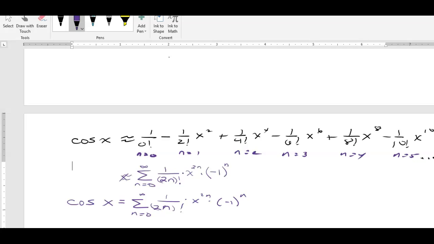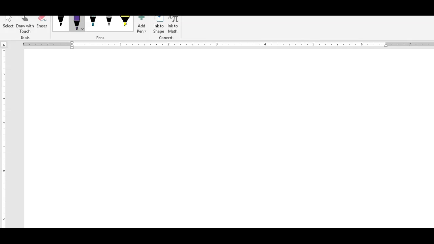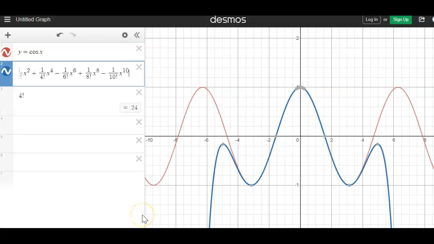Now you can see it in Desmos. Come on. If you're wondering what's going on, I put my pen on my tablet, which made my mouse be wonky, and so things were crazy here.